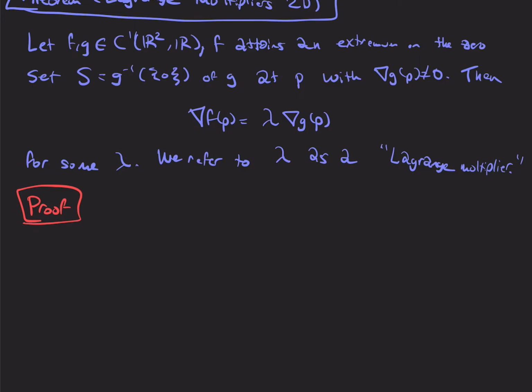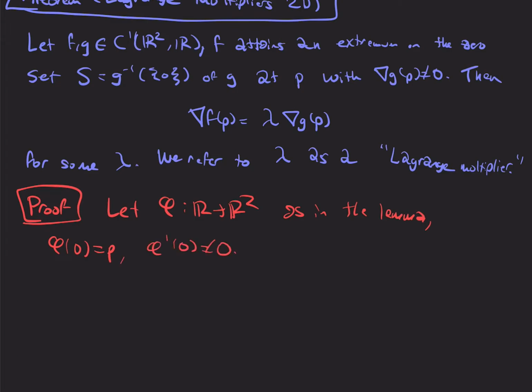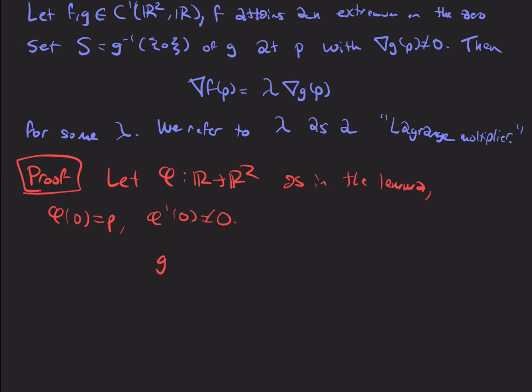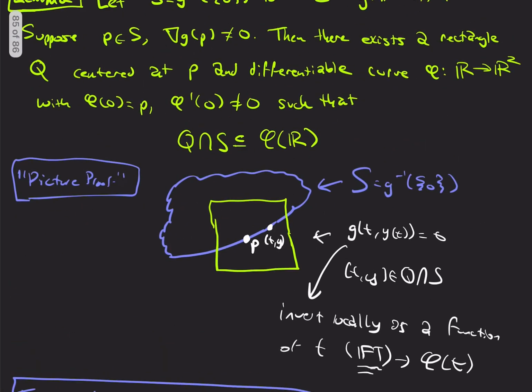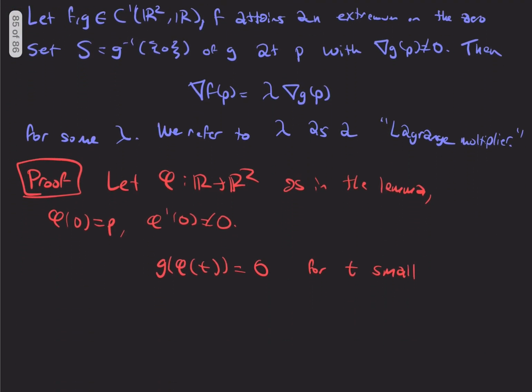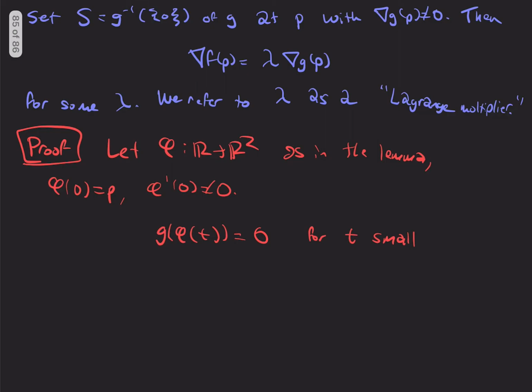So phi is now a map from R to R2 as in the lemma. So phi of 0 is the point P of interest, and its derivative at 0 is non-zero. So we know G of phi of t is 0 for t small, because again, we only have this locally. So for t small, we have this.